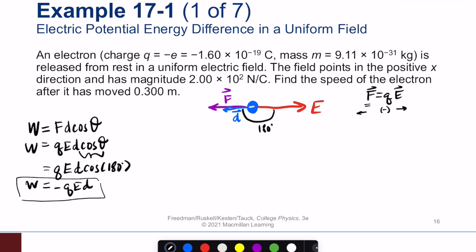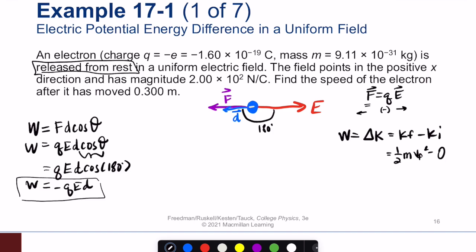Now, we also know that the work done can be expressed as a change in kinetic energy, where delta K is K final minus K initial. K final is going to be 1/2 m v final squared. And what's kinetic energy at the initial point going to be? Well, it's released from rest, right? So its initial velocity is going to be 0.